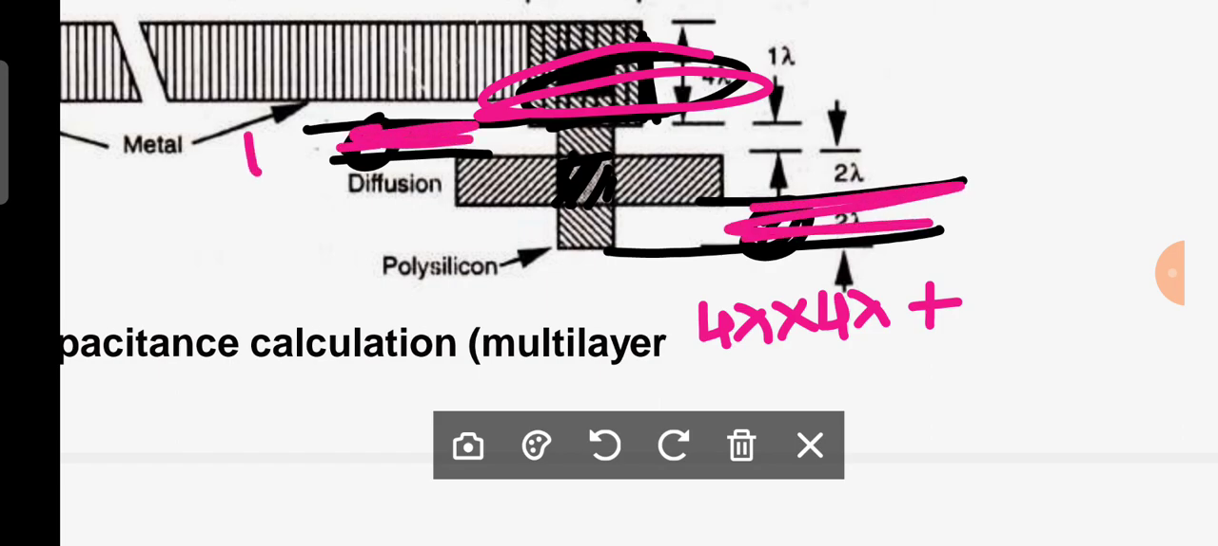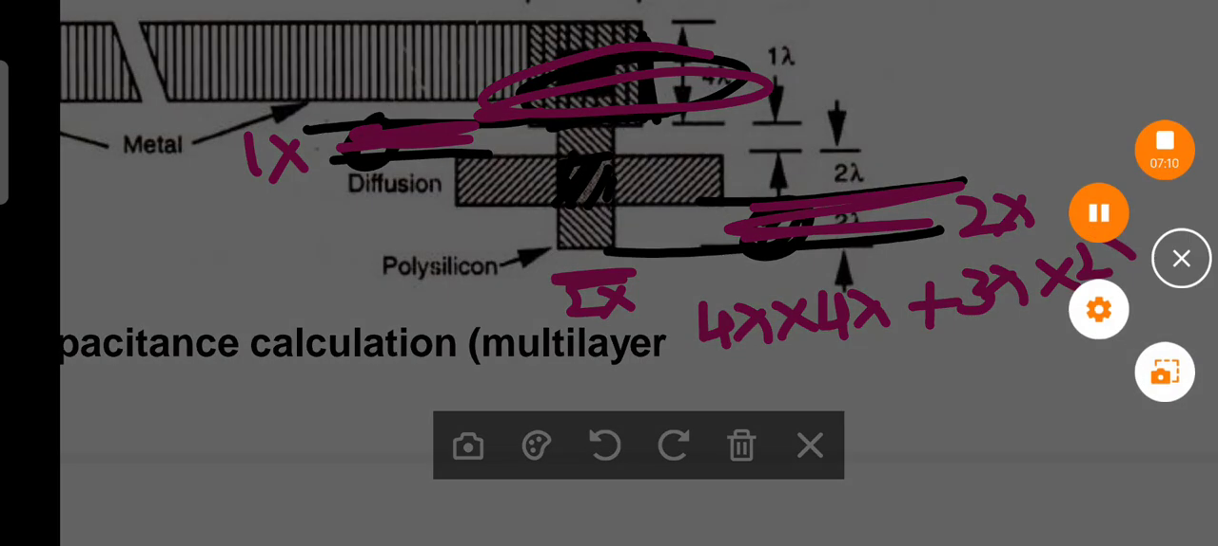Now, we have to consider this and this. What is this? 1 lambda, and what is this? 2 lambda. That means the length is what? 3 lambda into what is the width here? What is the width? Absolutely 2 lambda. Therefore, it is 2 lambda. Is it clear, all of you?